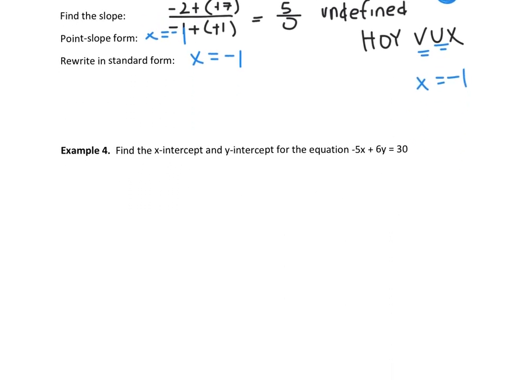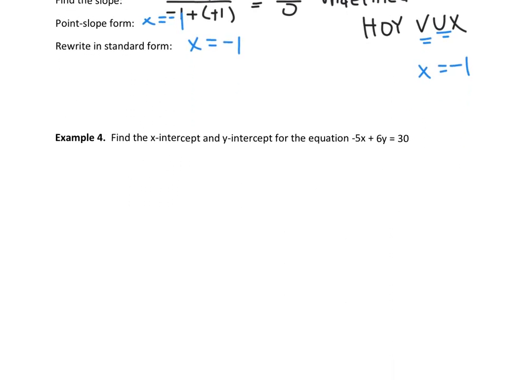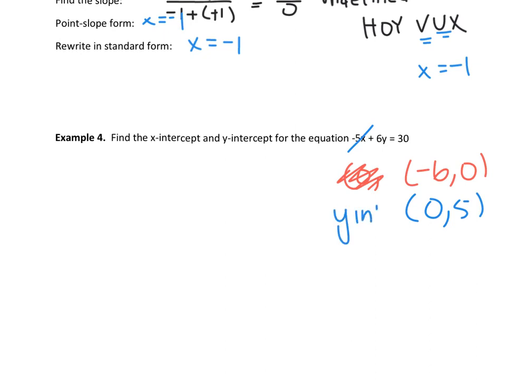And then number 4, find the x-intercept and y-intercept. Remember, to find the x-intercept, you set y equal to 0. So this would be negative 6. It's on the x-axis, so it's negative 6, 0. To find the y-intercept, you set x equal to 0. So it's going to be 5, so it's 0, 5. This is the y-intercept, and this is the x-intercept.